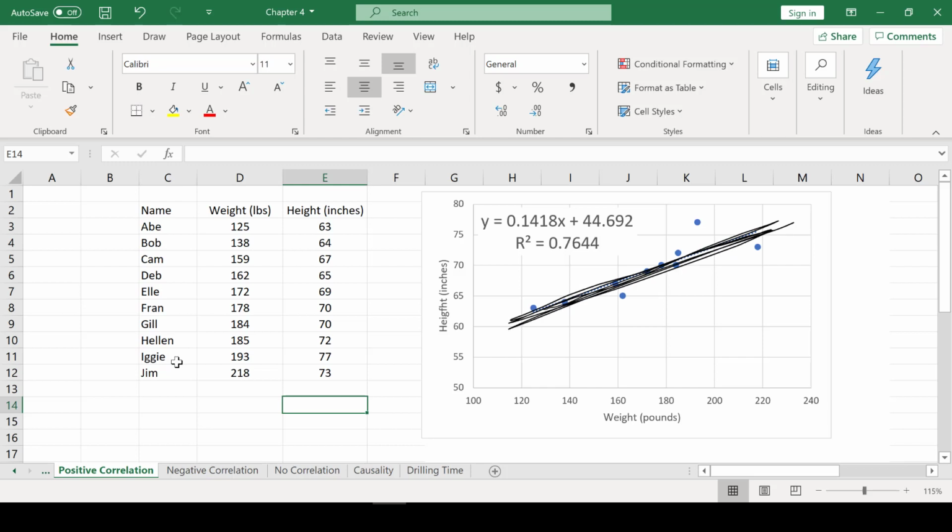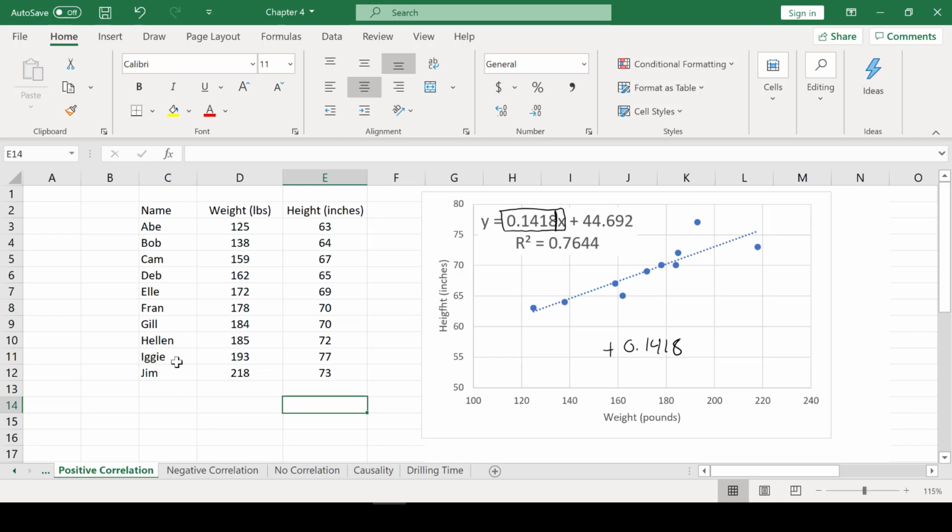Excel drew this line for me. That's the line that fits this data the best. This value right here, that's your R squared value. We'll get into this in more specifics, but the closer this value is to 1, the better this line matches the data. If you remember back to algebra, the fact that this value right here is positive, 0.1418, tells you that there's a positive correlation between my two variables.